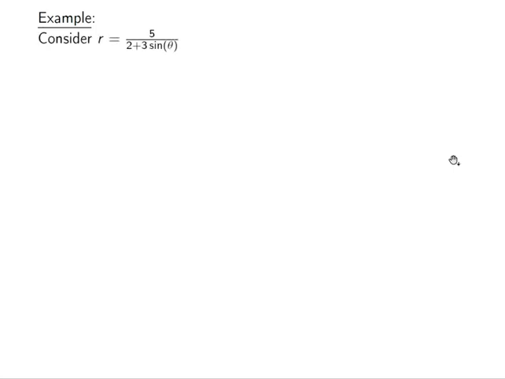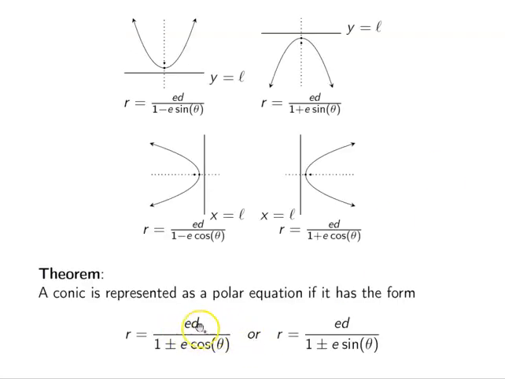Consider the polar equation r equals 5 over 2 plus 3 sine theta. So this is going to be some sort of a conic, right? I'm not sure exactly what, because I don't know what the eccentricity is, because the eccentricity is always mixed in with the value of d, the distance from the directrix to the focus.